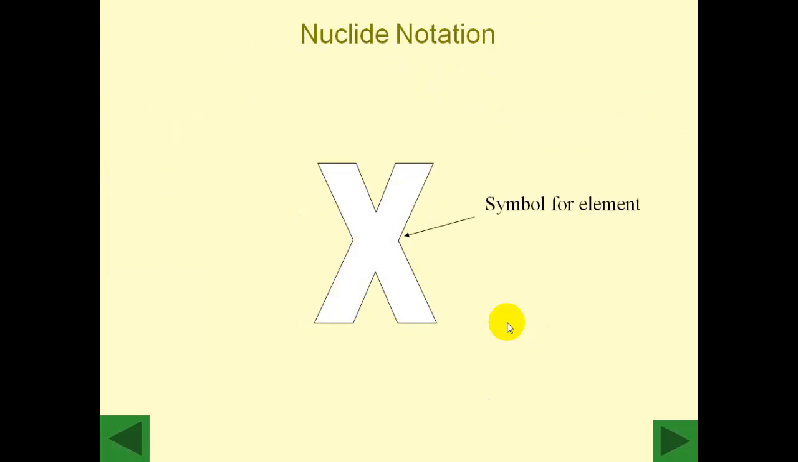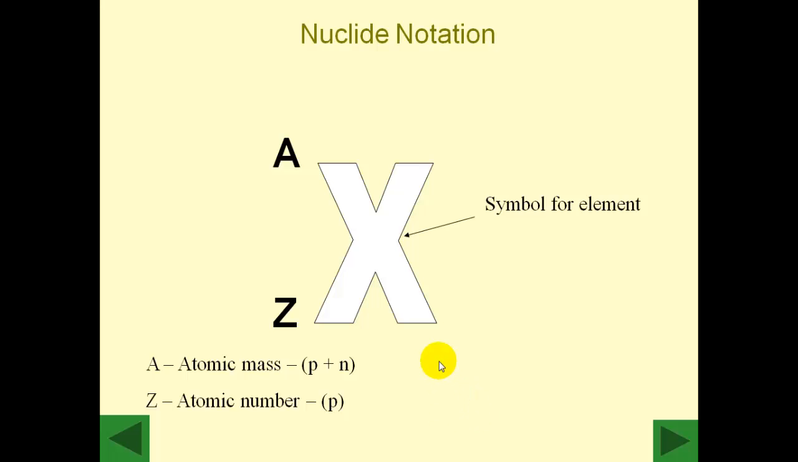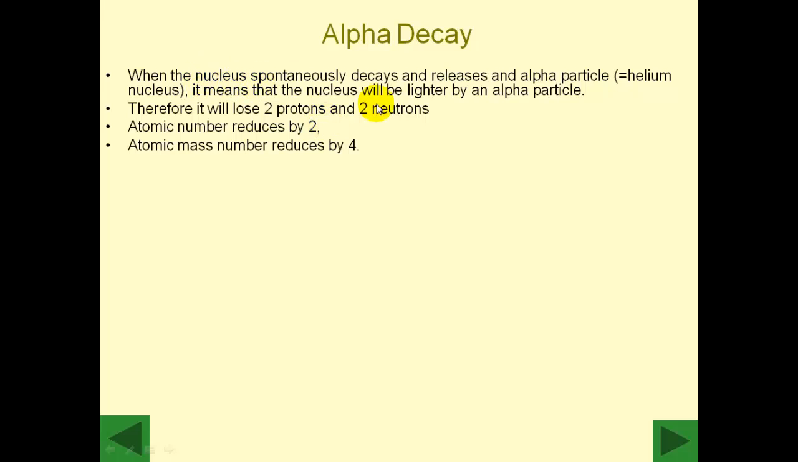So let's look at nuclide notation. This is a symbol for an element. We have one value here, which is going to be atomic mass, and another value here, which is the atomic number. A is equal to the sum of protons and neutrons. Z is atomic number, which is thus the number of protons. The nucleus decays and releases an alpha particle, or a helium nucleus, and it means that the nucleus will become lighter by the mass of an alpha particle. So therefore it loses 2 protons and 2 neutrons. So the atomic number reduces by 2, the atomic mass reduces by 4.